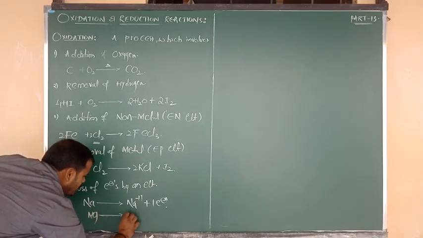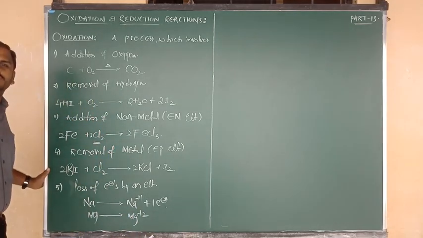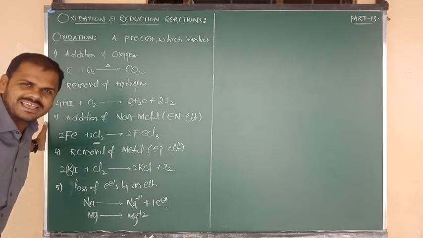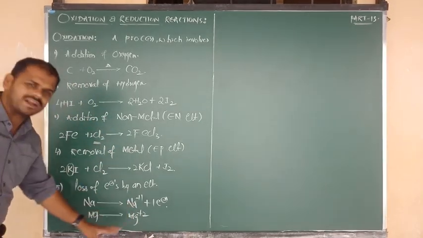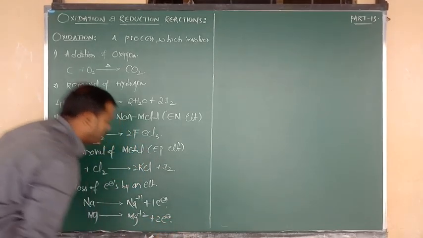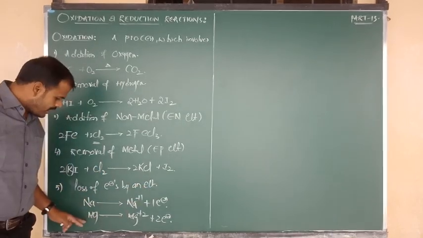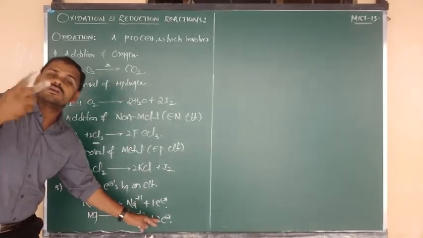Mg changes into Mg plus 2 because of why? Magnesium belongs to the 2A group. It contains 2 valence electrons. It can lose 2 electrons. So Na becomes Na plus 1 by loss of 1 electron, and Mg becomes Mg plus 2 by loss of 2 electrons.